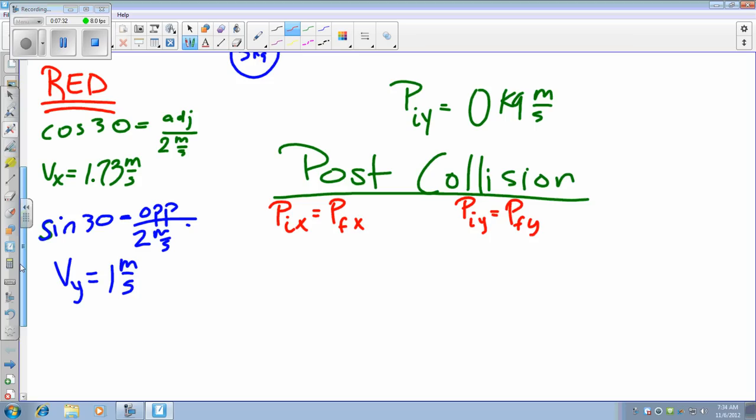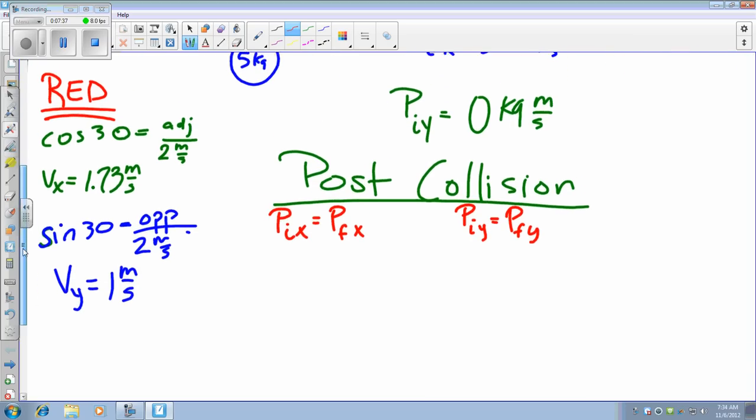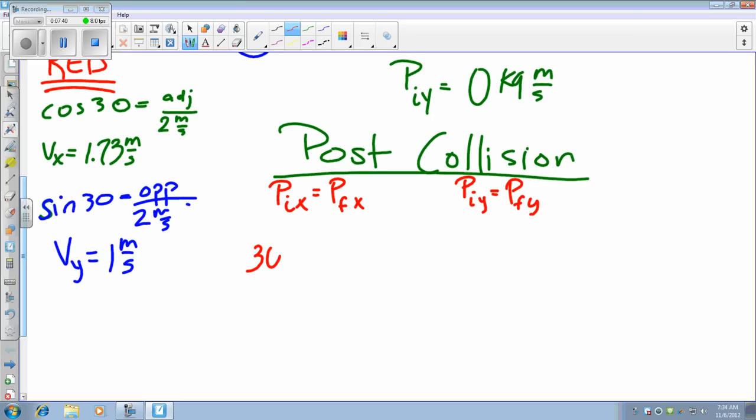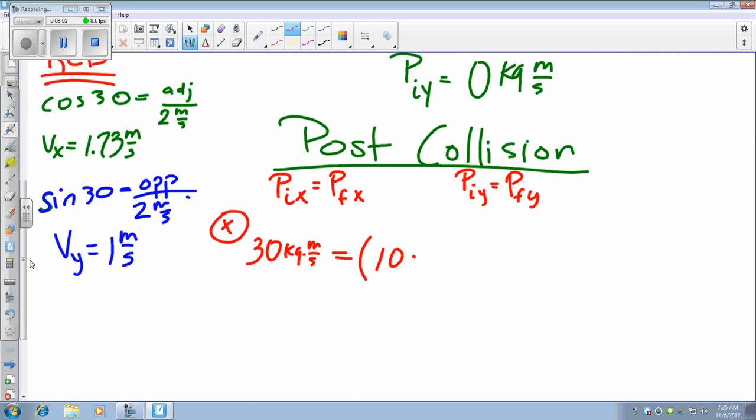So let's focus on the x component right now. We know that the initial momentum was 30 kilogram meters per second. So we're going to have 30 kilogram meters per second as the final momentum in the x. So this is x components. And that's going to be equal to the mass of the red ball, which is 10 kilograms, multiplied by 1.73 meters per second.